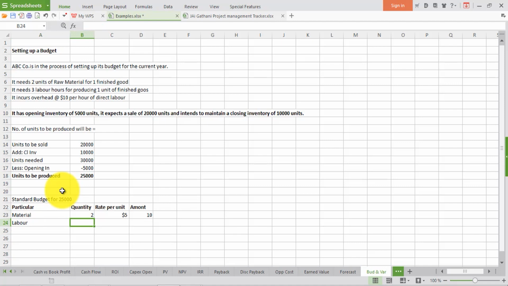Labor, we need 3 labor hours. Here we can say the rate is somewhere around $4 per labor hour. So that's going to be again 3 multiplied by 4. That's going to be $12 per unit cost, right? Overhead needs 3 labor hours per unit, right? If you see the sentence over here, incurred overhead at the rate of $10 per direct labor hour. So for an equal number of labor hours incurred, overhead is also incurred at the same pace. However, the rate is going to be $10, and here it comes to $30. So this is the standard budget for 1 unit, right?